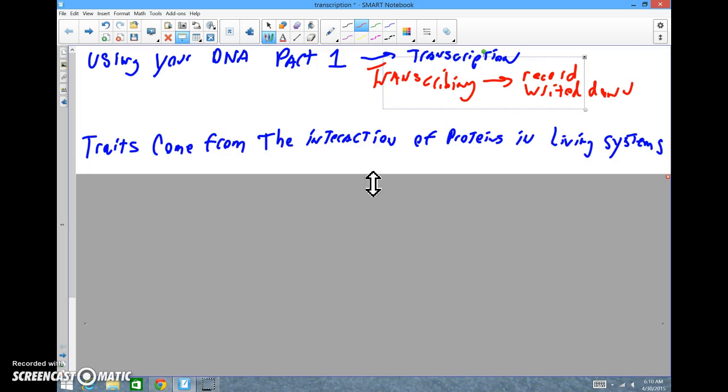So the first thing to really get at is to understand that the traits that you possess, hair color, eye color, whether your hair is straight or curly, your immune system, your heart beating, like all of your physical and biochemical traits are caused by the proteins in your body. And so if your traits come from your proteins, then where you get your proteins determines your traits.